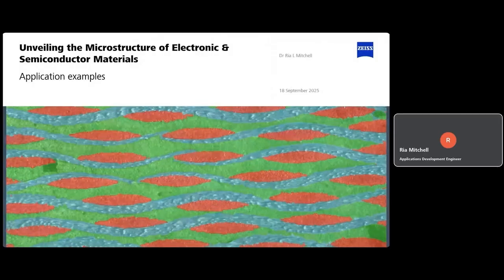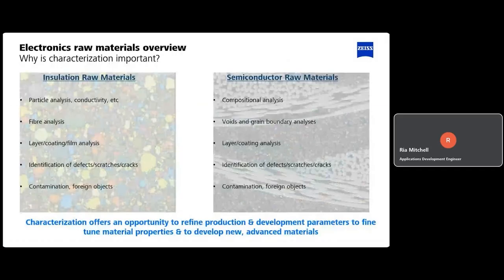So as Andy said, I'm going to give more of an in-depth look into some of the electronics raw materials that I've been looking at over the past couple of years while I've been at ZEISS. This mostly fits into 2 separate groups of materials, the first being insulation materials and the second being semiconductor raw materials, as Andy touched on. Some of the different things that we want to look at when we're characterizing these samples: there's actually quite a lot of overlap between both of them in terms of what we're looking for a lot of the time.